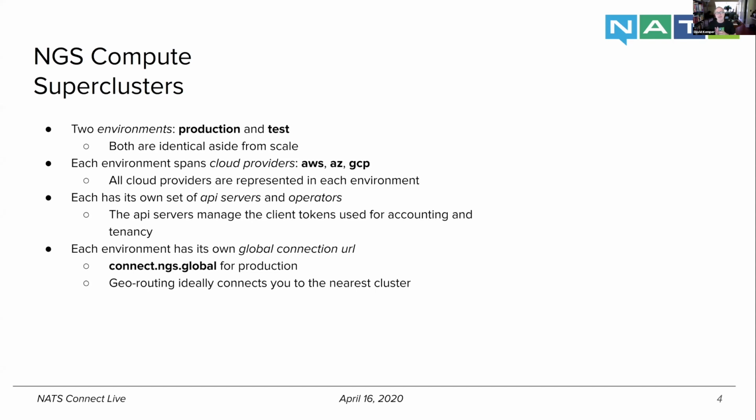Each of these environments has its own global connection URL. For production, obviously, that's connect.ngs.global. I won't tell you what the test one is, but of course, it's protected with TLS and account security. As Derek mentioned, we have geo-routing that connects you to the nearest cluster. We use a third-party DNS provider, but we're responsible for providing the metadata that it uses to make these decisions. And I can drill down on that if people are interested.